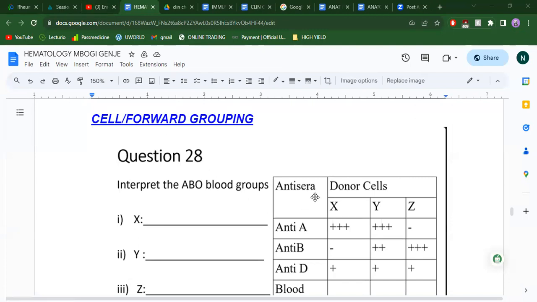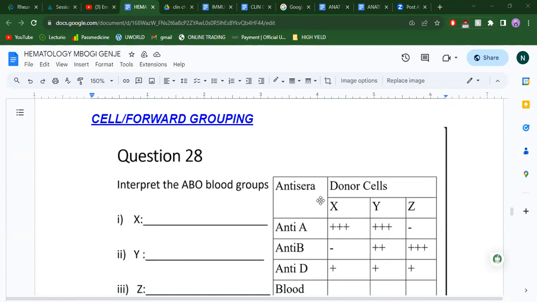Yes, at least I'm seeing people understood the concept of forward grouping. So X is A positive, Y is AB positive, and Z is B positive. So this is forward grouping.